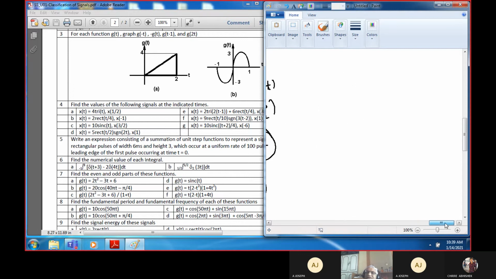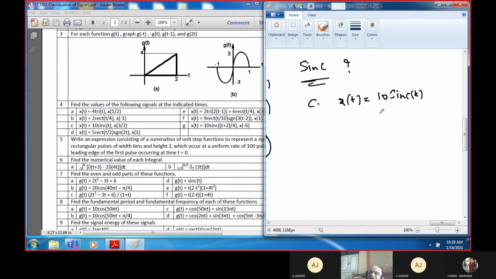Now we have to define this thing properly. What is a sinc function? Mathematically we have to define. So let us write that thing for the problem number C. So x of t is equal to 10 sinc t at x of 3 by 2. So what is sinc function? Whenever you plot this function for any value of t, let us say sinc of t is there. So you will get a shape like this.